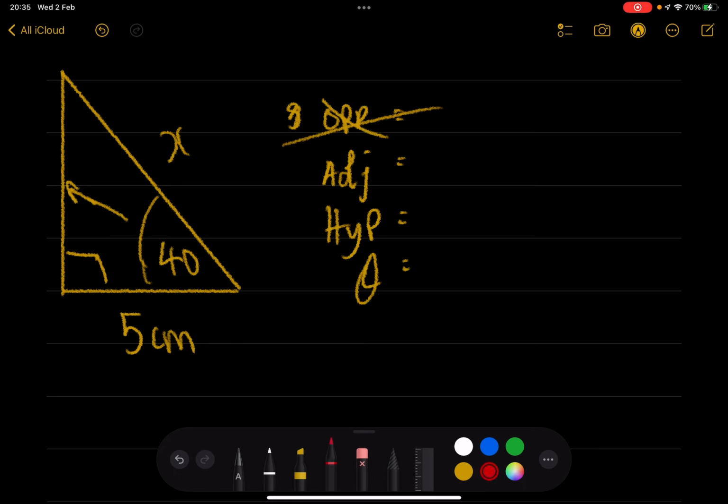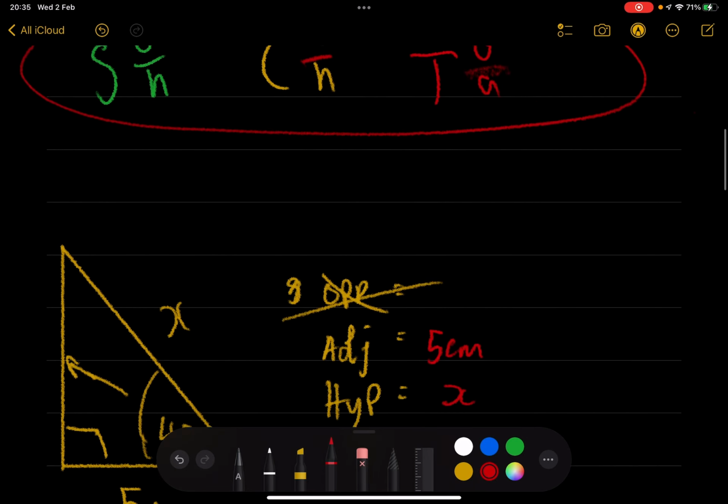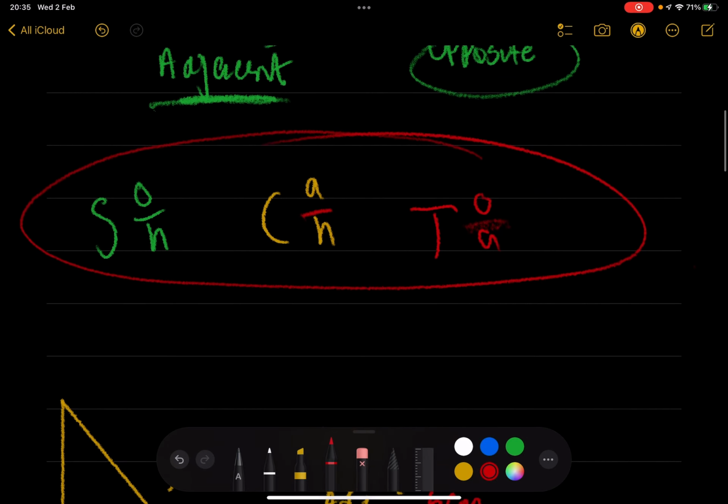Your adjacent is going to be your 5 because it connects your right angle to your angle. So this is 5 centimeters. Your hypotenuse is the length x because it's the one opposite the right angle, and your angle, your theta, is going to be 40. So if you look back to your list, we've got your adjacent and your hypotenuse. So it's going to be the cos. It's the adjacent divided by the hypotenuse.